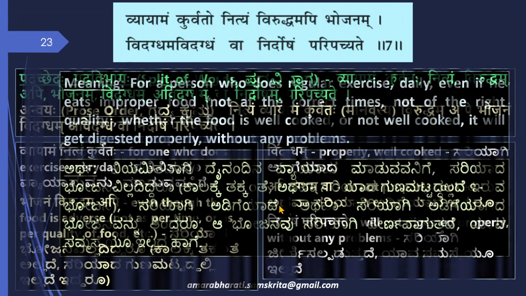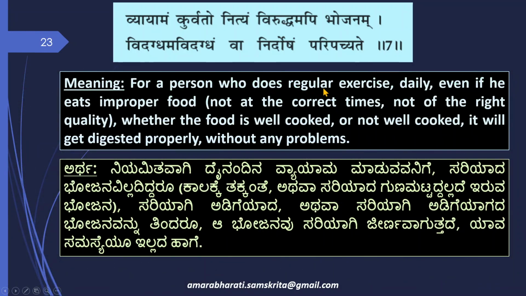We look at the overall meaning. For a person who does regular exercise daily, even if he eats improper food, not at the correct times, not of the right quality, etc., whether the food is well cooked or not well cooked, vidagdham, avidagdham, it will get digested properly without any problems. What it is meaning is, such a person who does regular exercise will not get any digestion problems at all. He will not get stomach upset and things like that.